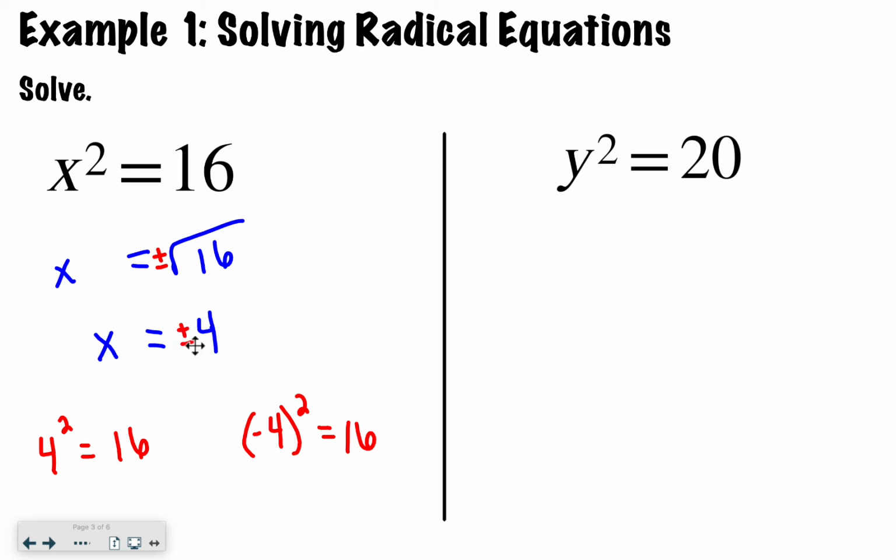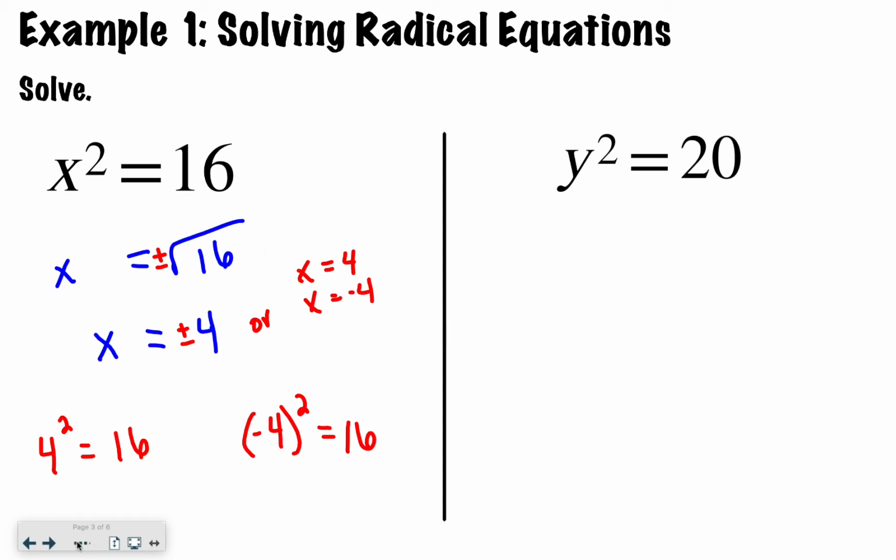So you could write your answer like this. This is the shortest way to write it: x equals plus or minus 4. Or you can write it as x equals a positive 4, x equals a negative 4. So you can write it as a single unit, or you could write it as two separate x equals. But that's what you have to do when you're solving radical equations. Whenever you take the square root, you're going to have to do the plus minus.